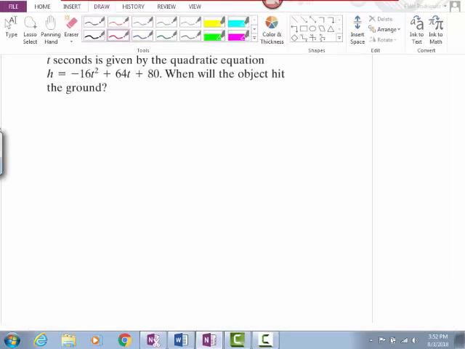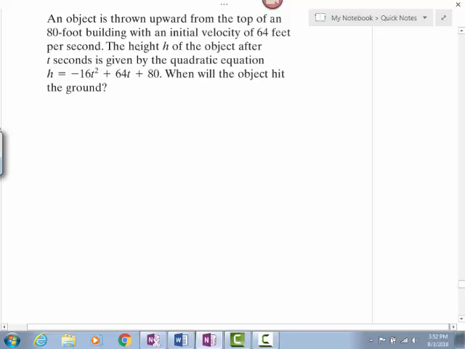Again, let me go ahead and get my pen here. Look what it tells me. The height h of the object after t seconds is given by the quadratic equation h equals negative 16t squared plus 64t plus 80. When will the object hit the ground? This problem is very similar to the one we just did.